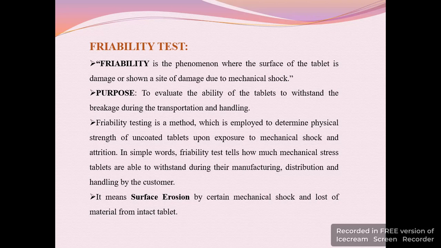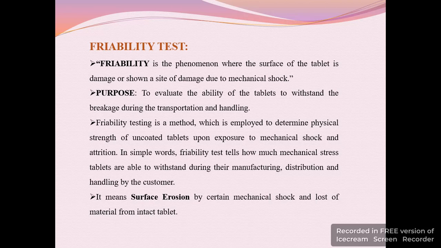So after a long time, we are going to discuss the friability test. Friability can be defined as the phenomenon where the surface of the tablet is damaged or shows a site of damage due to mechanical shock. Sometimes you will have seen that the surface of the tablet can be damaged, and this damage usually occurs due to some mechanical shock. That is called friability. The main purpose of friability testing is to evaluate the ability of the tablet to withstand breaking during transportation and handling.